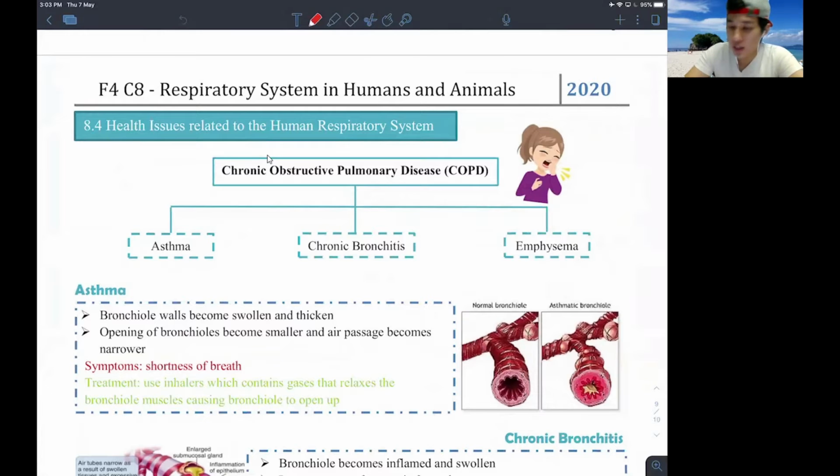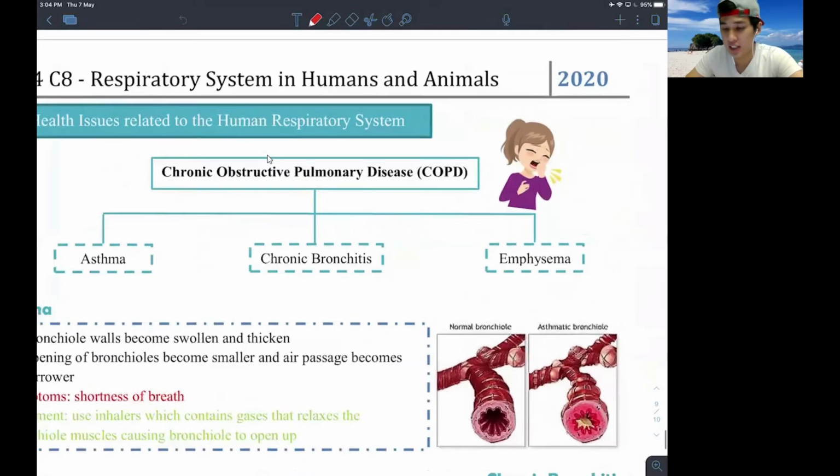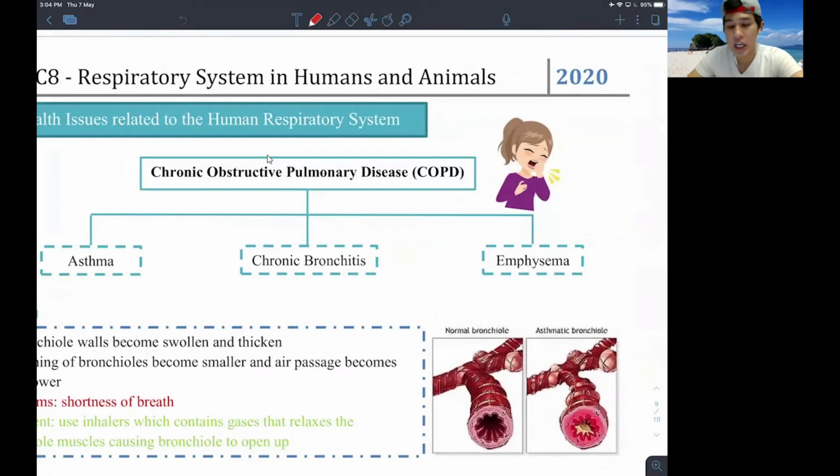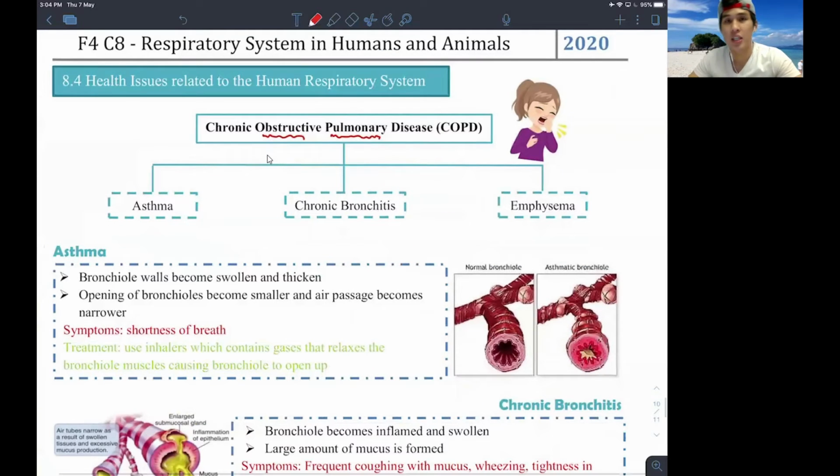The disease we're going to learn is a bit specific. This disease that occurs in your lungs is called chronic obstructive pulmonary disease. Pulmonary means respiratory disease in your lungs that obstructs your breathing. Chronic obstructive means it seriously obstructs your respiratory system, so it will affect your breathing. There are three types here: asthma, chronic bronchitis, and emphysema.